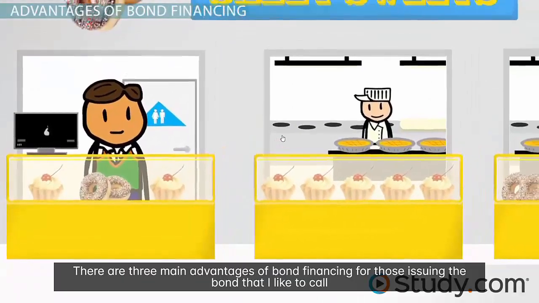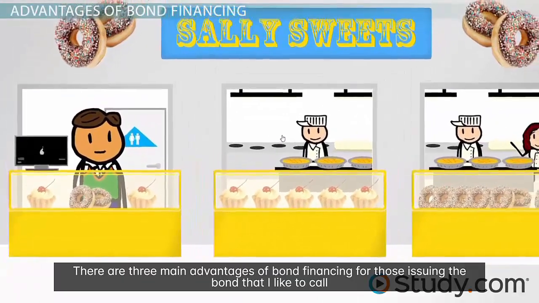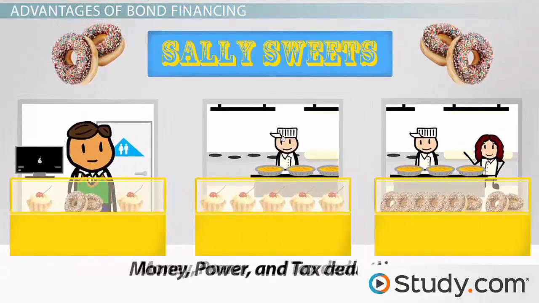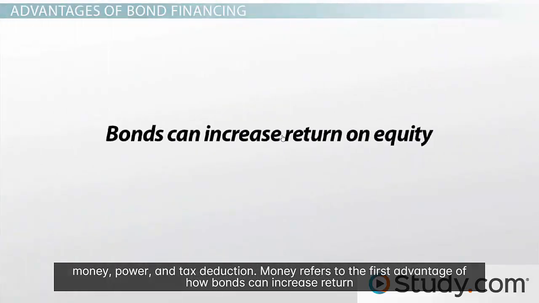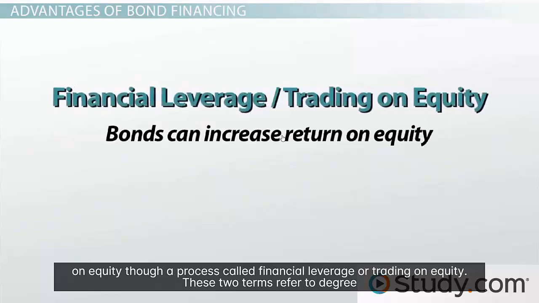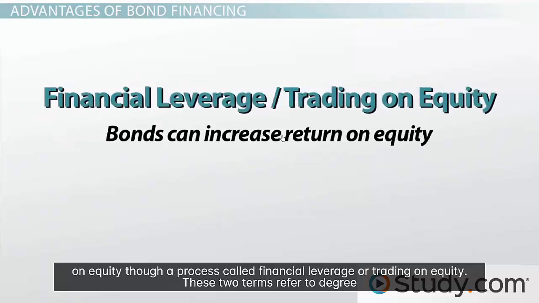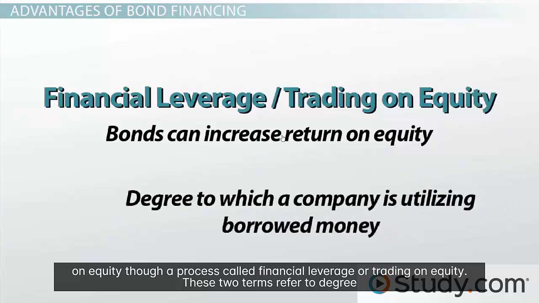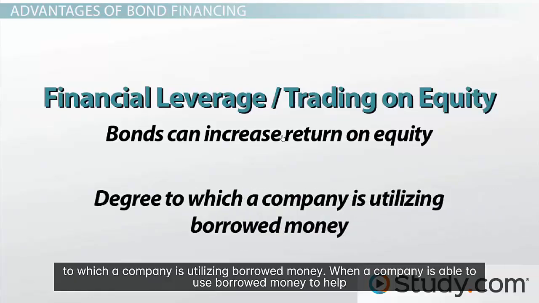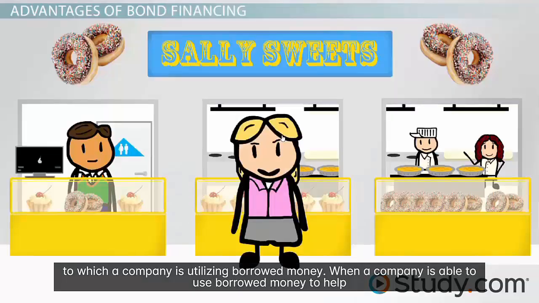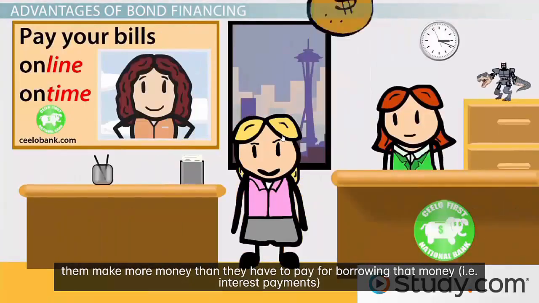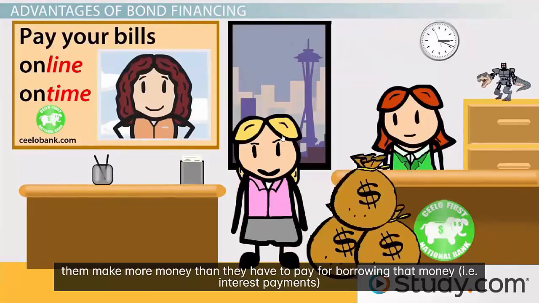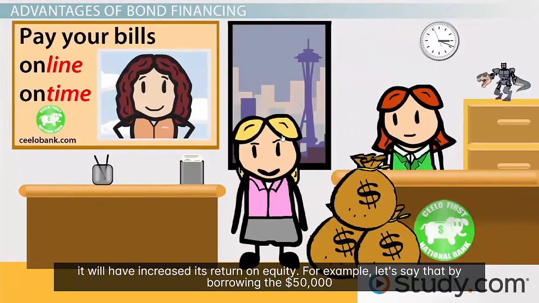There are 3 main advantages of bond financing for those issuing the bond that I like to call money, power, and tax deduction. Money refers to the first advantage of how bonds can increase return on equity through a process called financial leverage or trading on equity. These 2 terms refer to the degree to which a company is utilizing borrowed money. When a company is able to use borrowed money to help them make more money than they have to pay for borrowing that money, i.e. interest payments, it will have increased its return on equity.